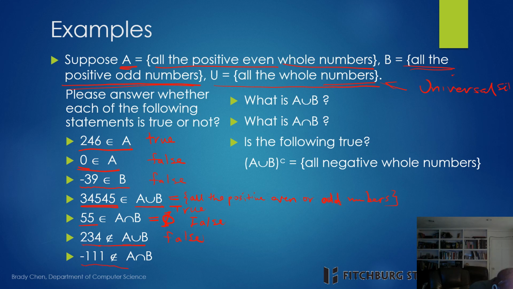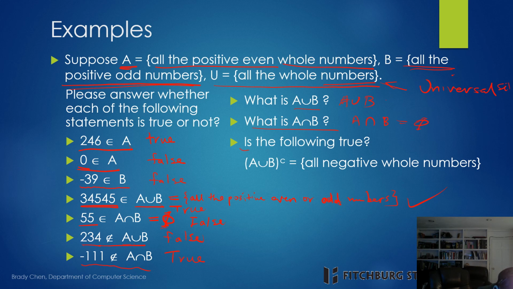And what about this? Minus 111 does not belong to A union B. True, right? Because every number does not belong to A union B, because A union B is an empty set. Oh, I'm sorry. A intersection B is an empty set. So what is A union B? We already answered the question. What is A intersection B? We already answered the question. So A intersection B is an empty set. A union B is actually the positive even or odd numbers.